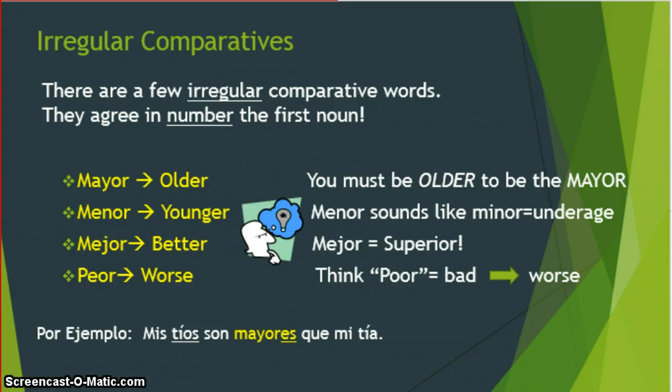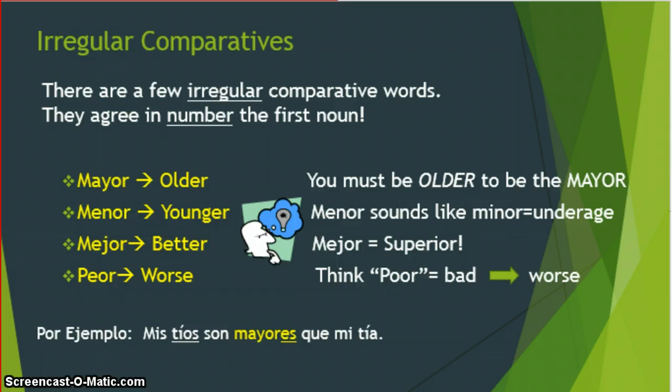Menor is the word for younger. Remember, younger kind of sounds like the word minor. So menor sounds like minor, someone who is underage or younger in age. Mejor is the word for better. Often I will say mejorar, like to improve. So in this one, I would rhyme it with superior. To be superior is to be better. So mejor and superior, those rhyme.